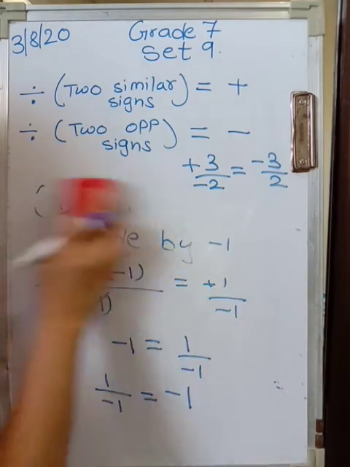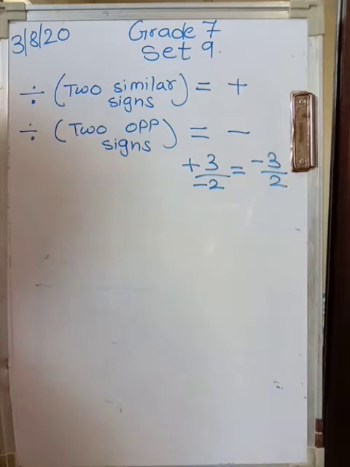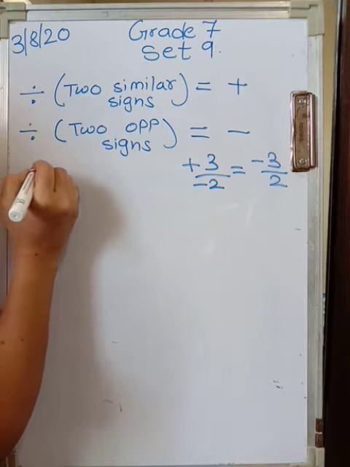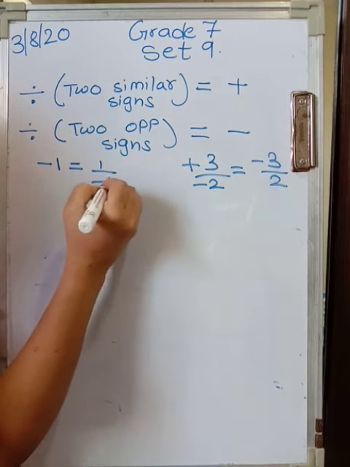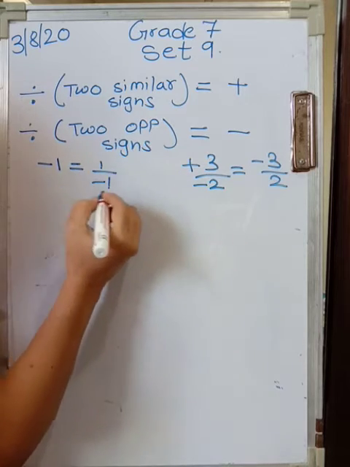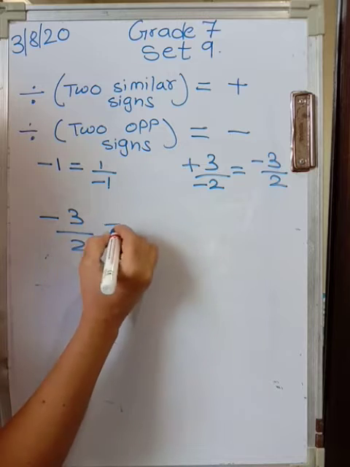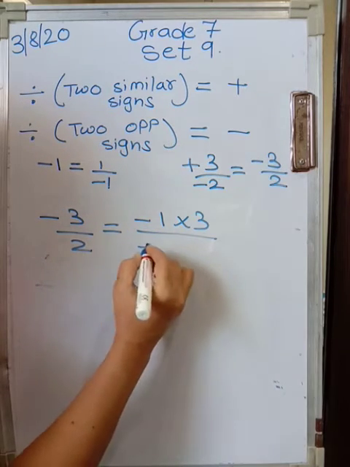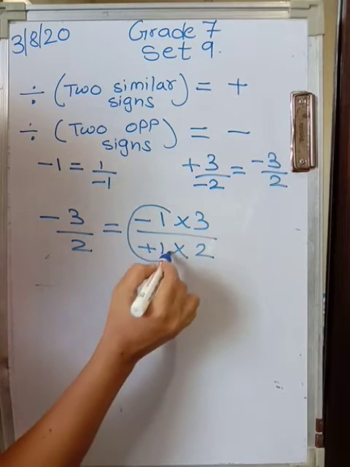Let us see the proof for this also. Just see, why is this there? Just now what have we seen? We have seen that minus 1 is equal to 1 upon minus 1. So 1 upon minus 1 is minus 1. Now how can I write minus 3 upon 2? This can be written as minus 1 into 3 upon plus 1 into 2. Okay. Now what is this? Minus 1 upon plus 1?